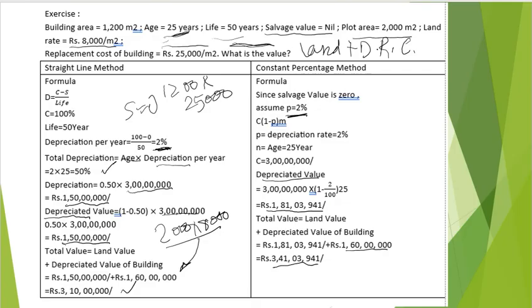See here again. Now, if you are using the same percentage, here you are getting a higher value, and the other is giving you a lower value. So both the methods will never give you the same value of the building.